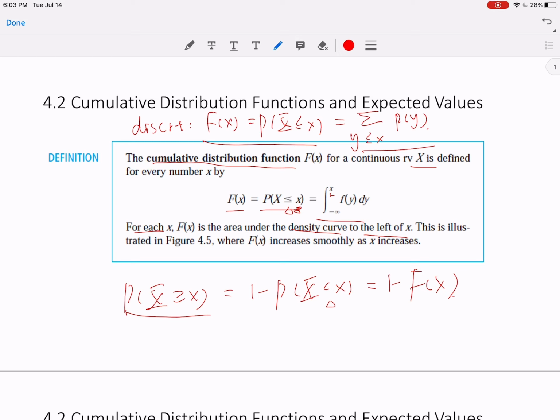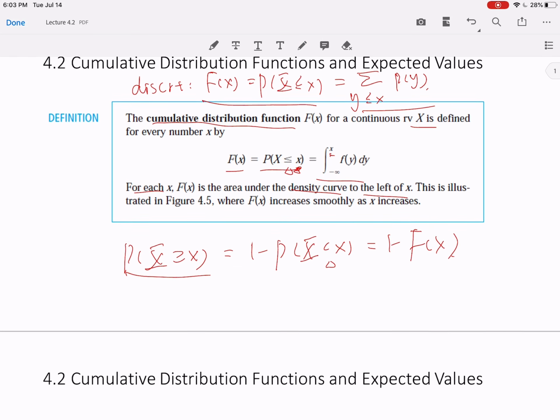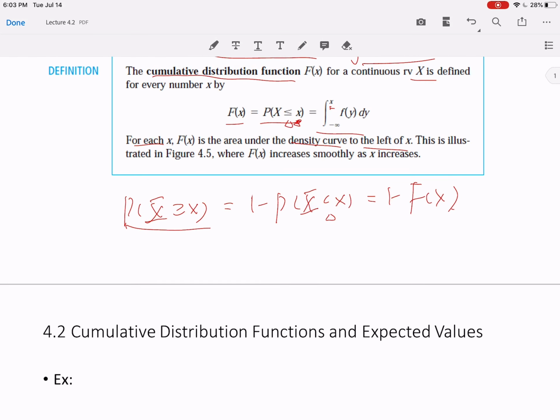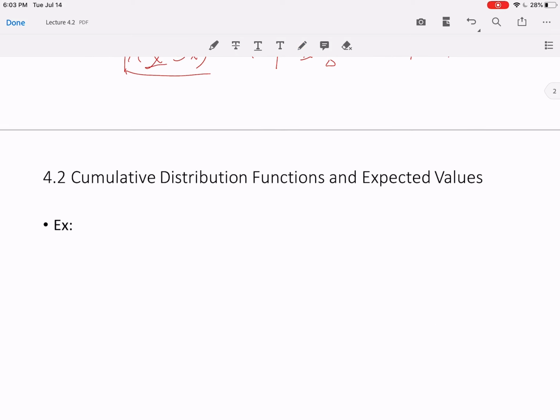So that's pretty much the definition of a cumulative distribution function, and it's very similar to the idea we went over before in the discrete random variable section. And once again, the main difference is that we are doing the integration here instead of a summation. Now, once this makes sense to you, let's take a look at an example.